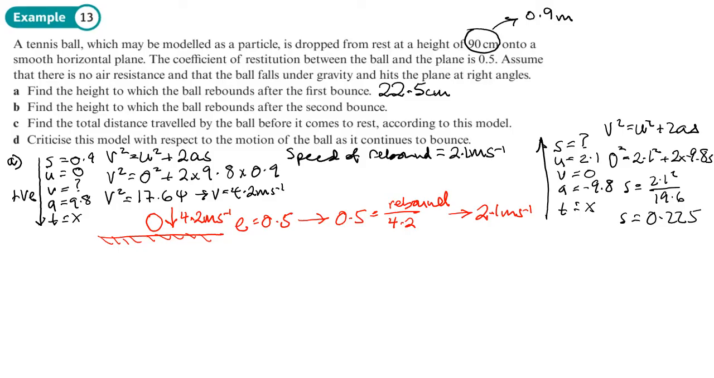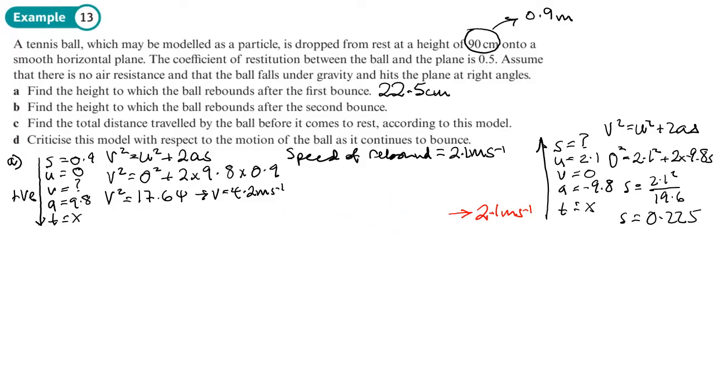Right, we're now going to do the same thing again to find part B, because this is now the second bounce. So on the second bounce, I suppose we could just change some of these values, couldn't we, and just use all of this working here again.